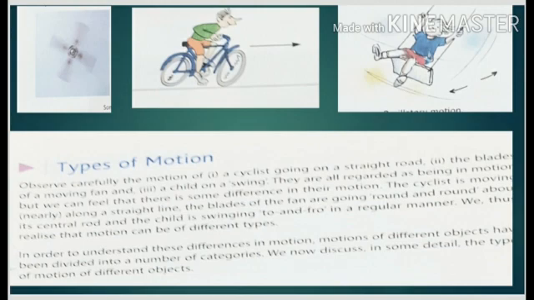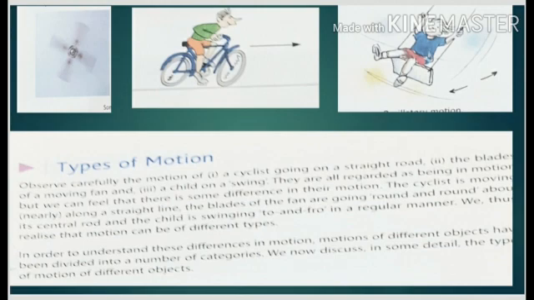When we observe these pictures carefully, a cyclist going on a straight road, the blades of a moving fan, and a child on a swing, they all are regarded as being in motion. But we can feel that there is some difference in their motion. The cyclist is moving along a straight line. The blades of a fan are going round and round about the central rod, and the child is swinging to and fro in a regular manner. We thus realize that motion can be of different types.